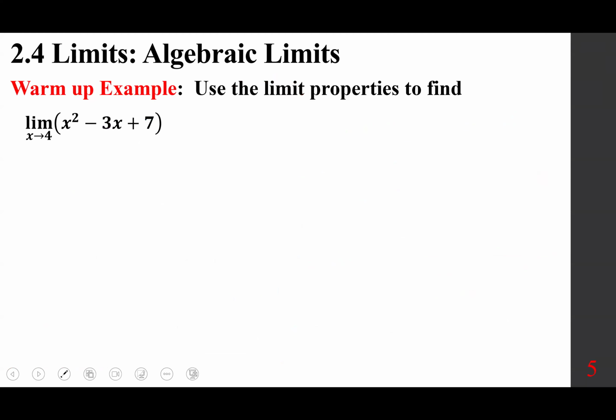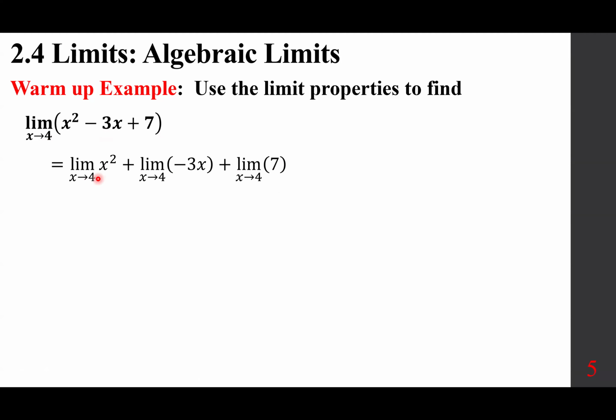All right, we're going to start with a warm-up example, and we're going to use the limit properties or limit laws for now. But ultimately, you can plug it in. So limit of x squared minus 3x plus 7 as x approaches 4, you cut it into 3 pieces. The limit of x squared as x approaches 4, plus the limit of minus 3x as x approaches 4, plus the limit of 7 as x approaches 4.